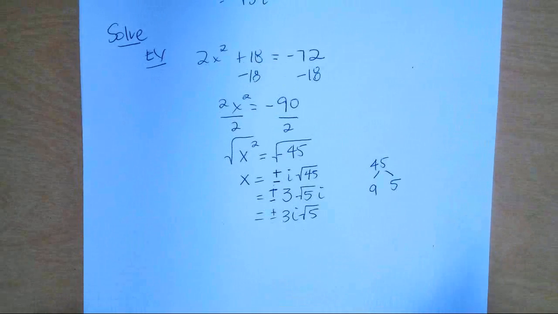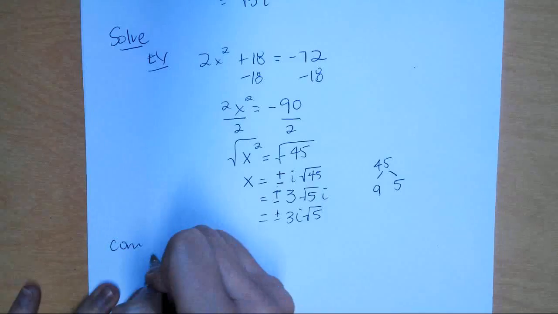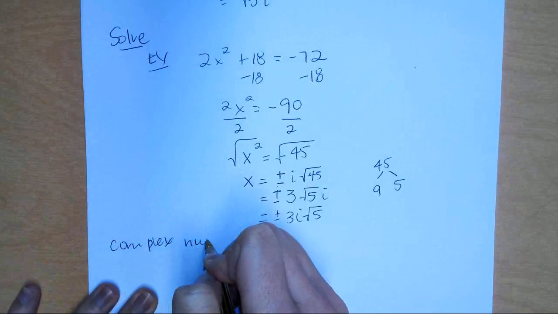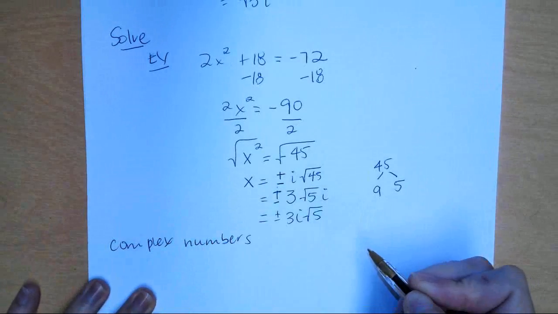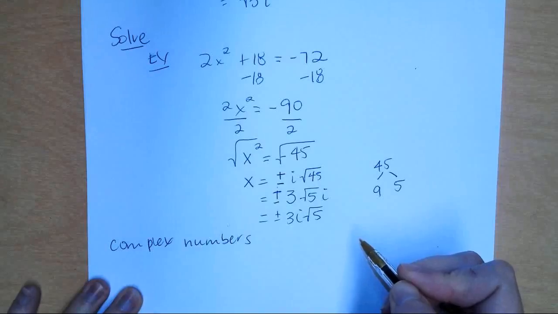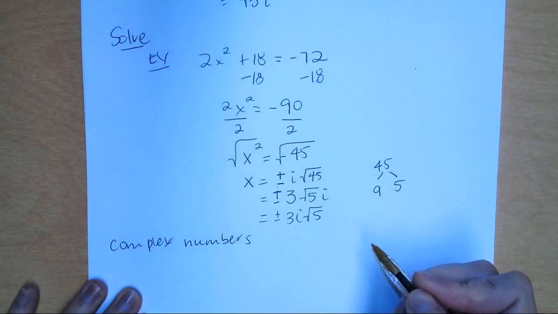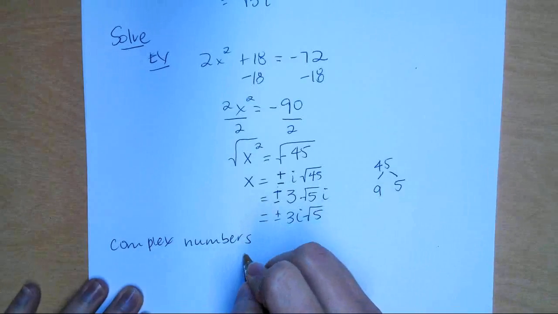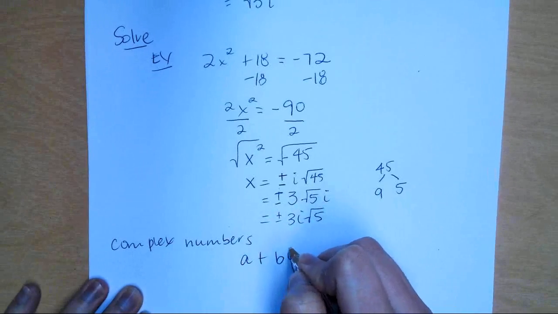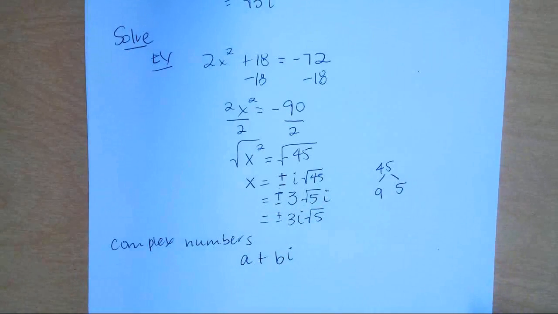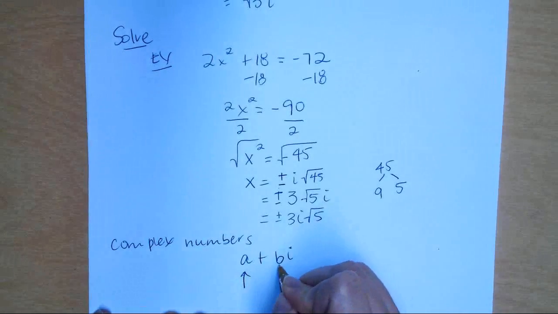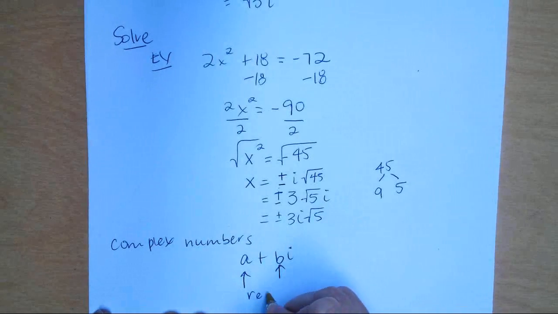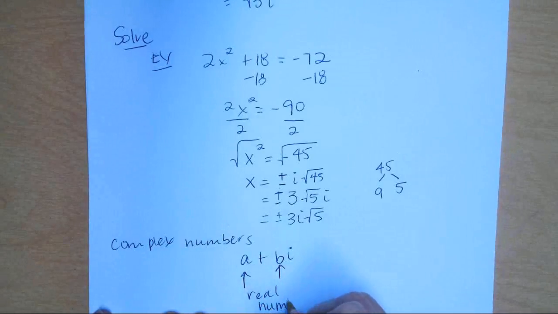Okay, let's see. Complex numbers. Complex numbers are different than real numbers. Real numbers, we would just write the number, right? Like 15, that's a real number. For complex numbers, we have a plus bi. The a and the b are both real numbers. I know it's going off the screen. I'll fix it.